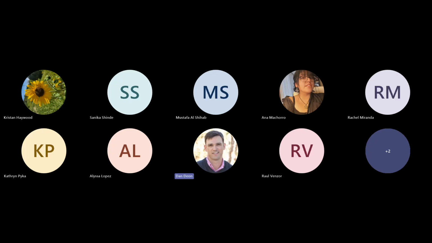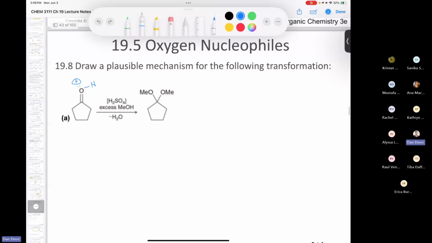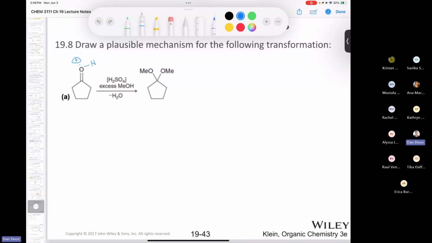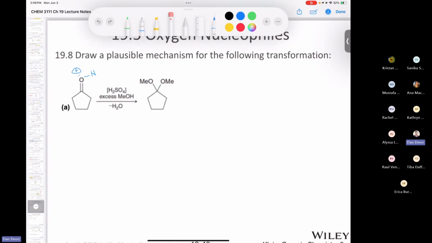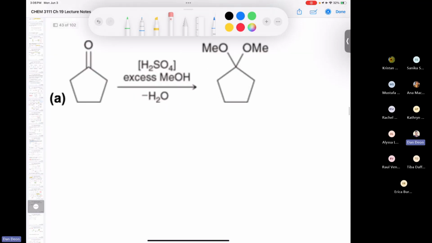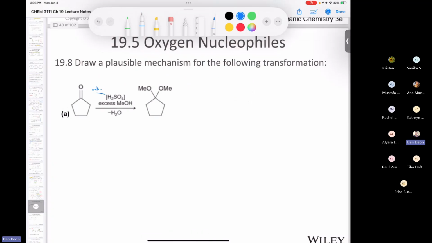All right, Chemistry 3111. We said we were going to start off when we came back by looking at question 19.8. I guess I got a little happy with my mechanism here, but one thing I wanted to point out to you, and I'm going to draw something and then erase it, is that it tells you that you have a catalytic amount of sulfuric acid, and then you have excess methanol.